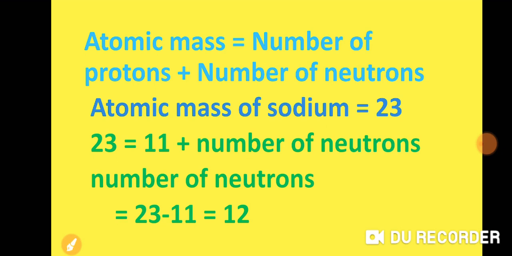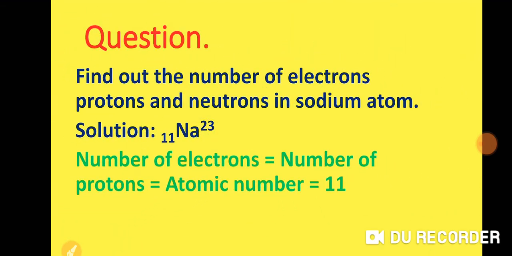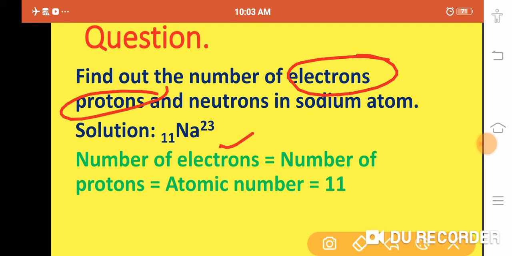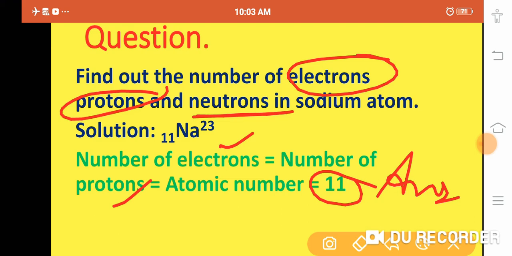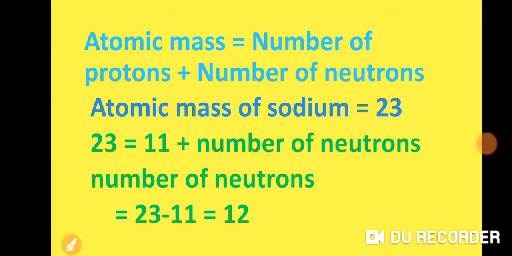Now atomic mass is equal to... you have to find out the number of neutrons. My dear, you got the number of electrons and number of protons; both are 11. But how will you get the number of neutrons? To get the number of neutrons, we have to use the formula first: atomic mass is equal to number of protons plus number of neutrons.